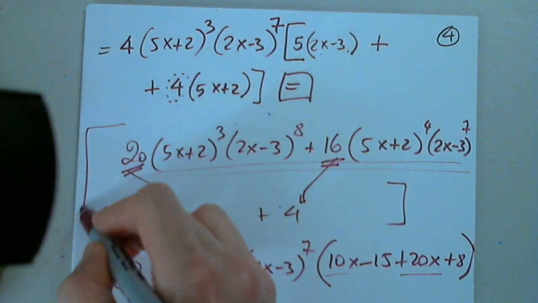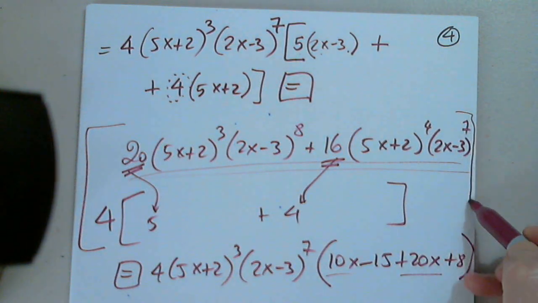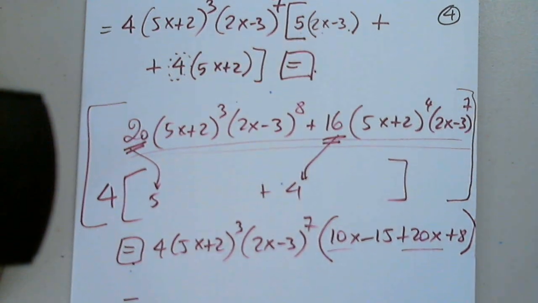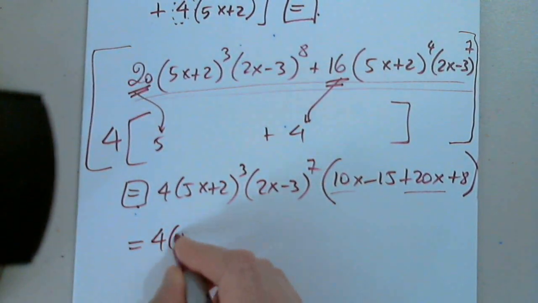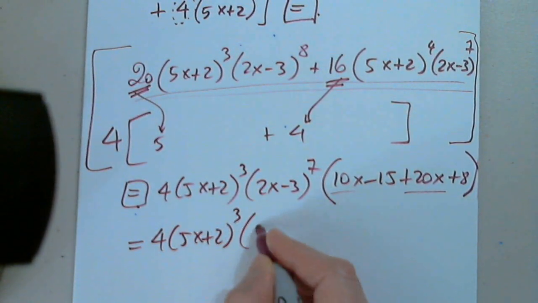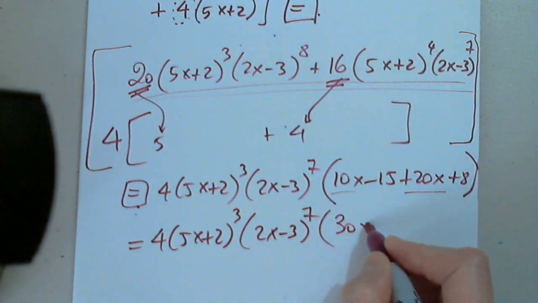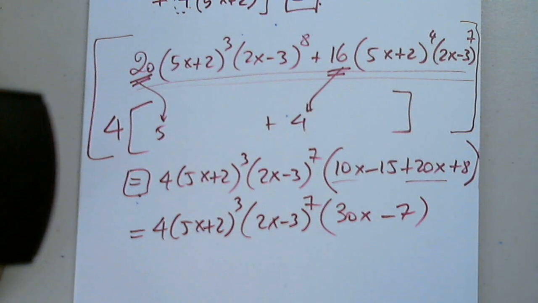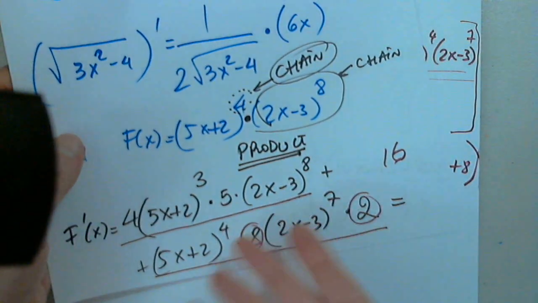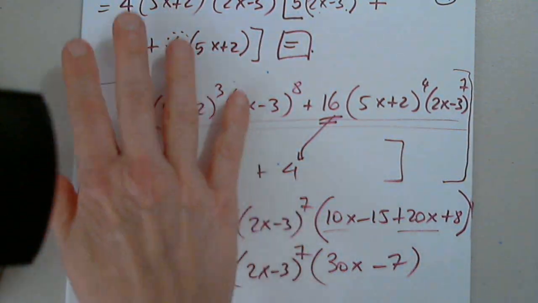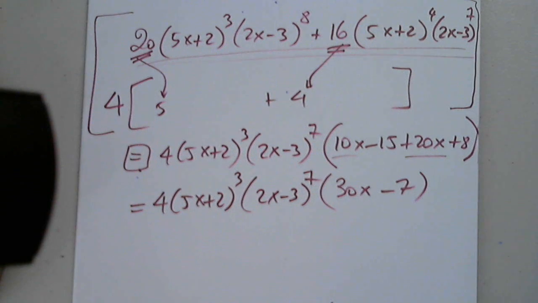So this was just a parenthesis, if you want, just a side explanation. From here, we jump here. So this is 4, 5x plus 2 to the third, 2x minus 3 to the seventh, and we have the 30x and minus the 7. So from this moment on, there is no calculus. This is just what we learned in algebra. There is no calculus here on this page at all.